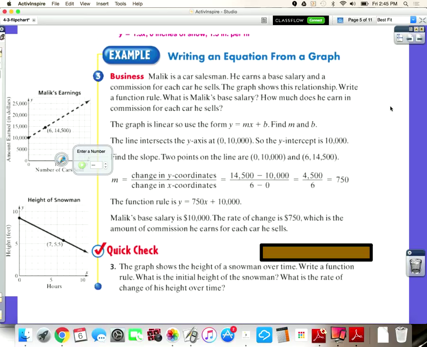So you can take 2 points that you see very clearly on the line, and you can either count the rise over the run, or you can just subtract it. When it's a graph like that, it's usually easier to count. But when you're in the 10,000s, maybe it's not easier. So 14,500 minus 10,000 is 4,500. And then 6 minus 0 is 6. So that equals 750 if you simplify it all the way. Our final equation is y equals 750x plus 10,000.